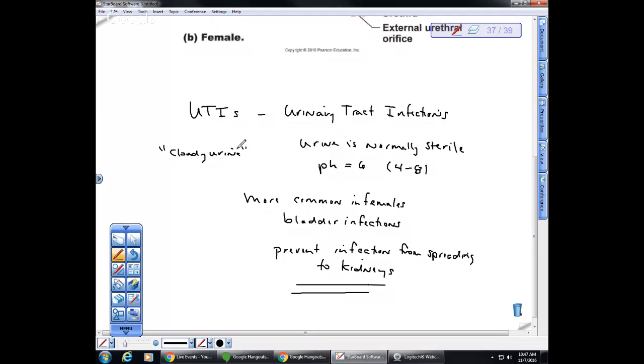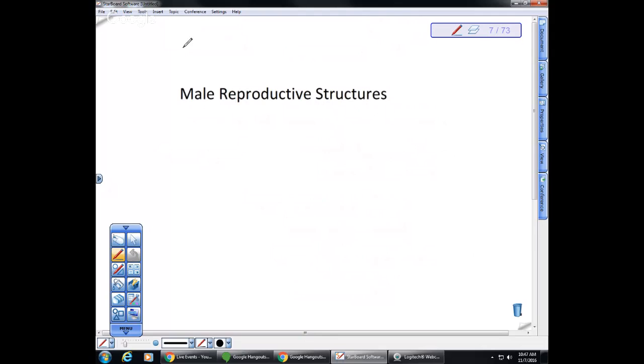Okay, so we're going to move on now to the reproductive system. We're going to start on the reproductive system today, beginning with male reproductive structures. The main point of the reproductive system, obviously, is to produce egg and sperm in males and females, right? Egg or sperm. And then also to eventually produce offspring. So we can think about that when we think about the reproductive structures in the male.